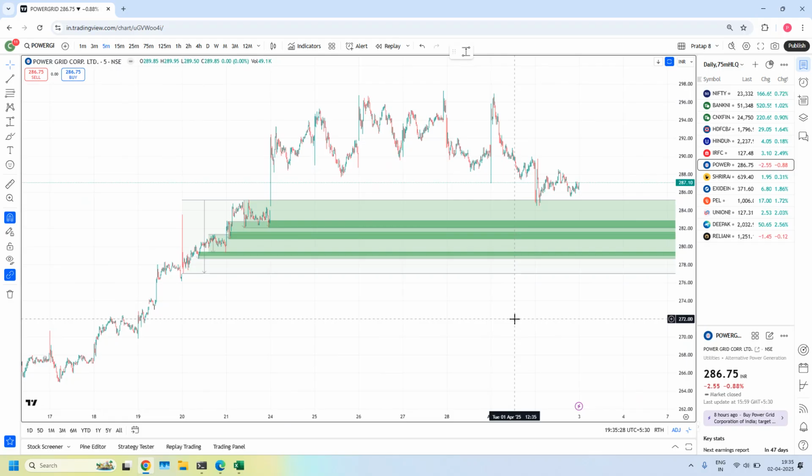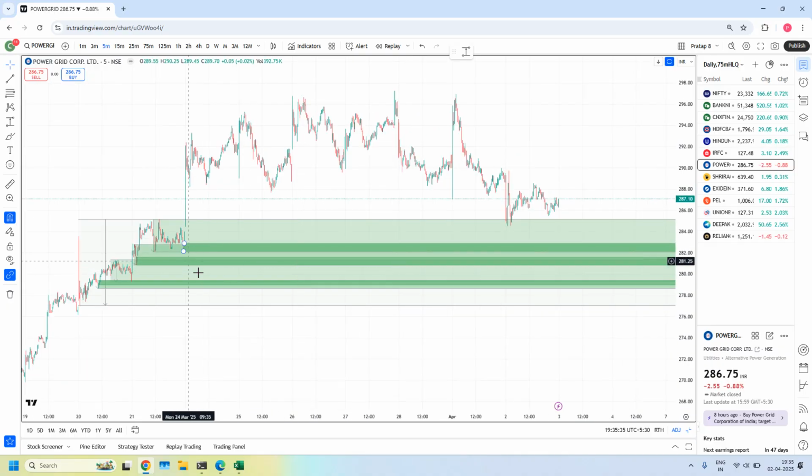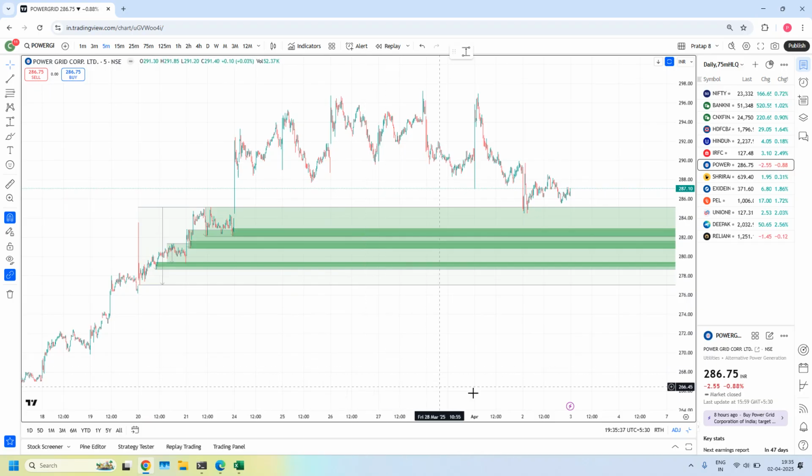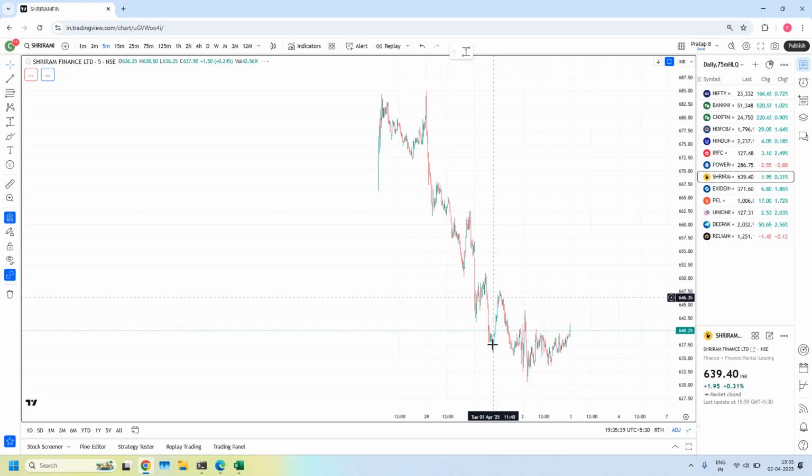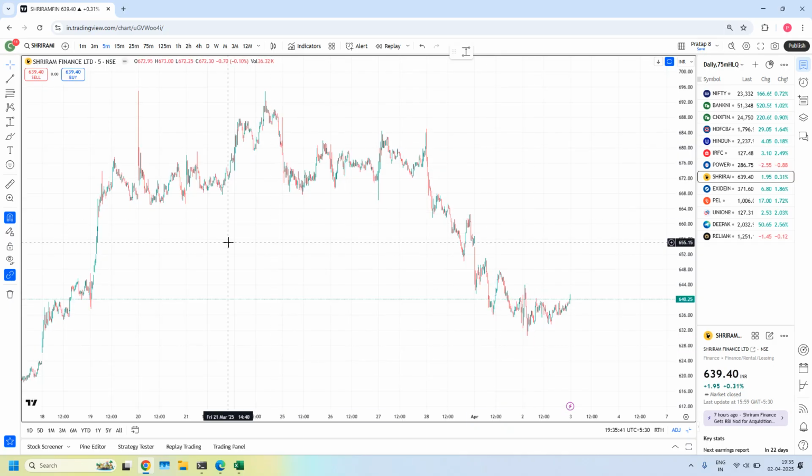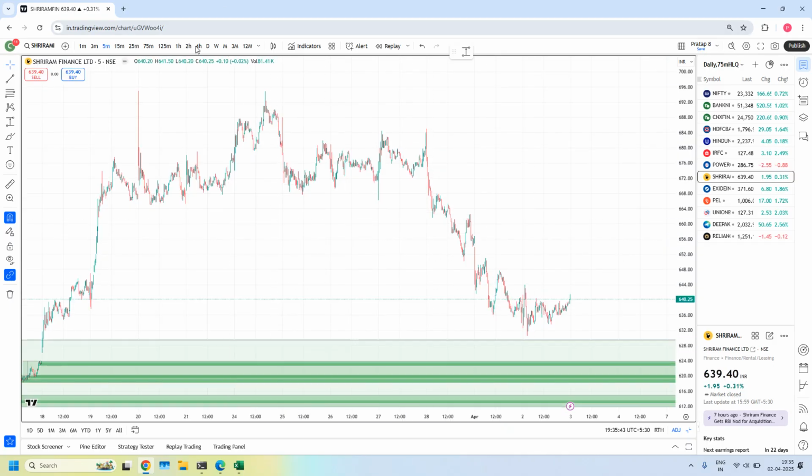So this is how I analyze it, power grid. But at least this will give you some good experience when you listen to this particular zone, how I am analyzing. Next one is Sriram Finance. Sriram Finance is also a daily high liquidity zone.